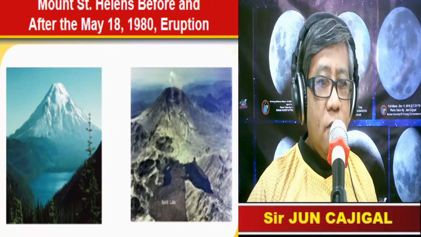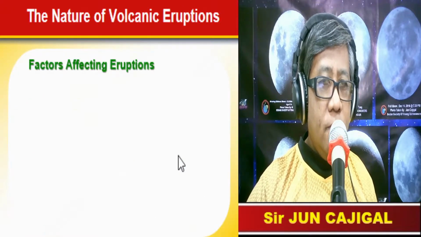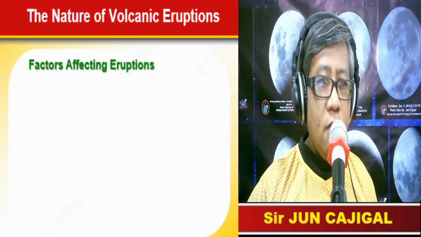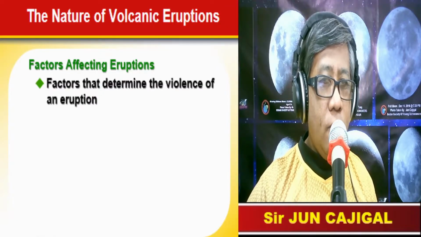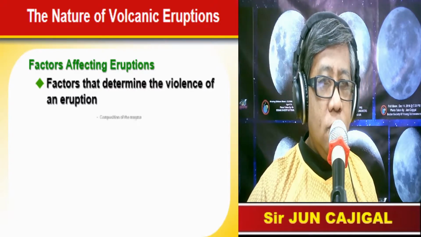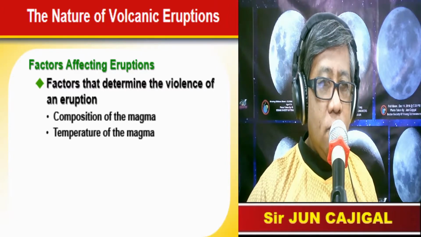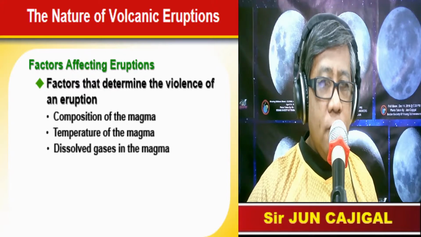Now, at this point, let us study the factors that affect a volcanic eruption. Factors that determine the violence of a volcanic eruption include the following. So first, we have the composition of the magma. Number 2 would be the temperature of the magma. And number 3, the dissolved gases in the magma.